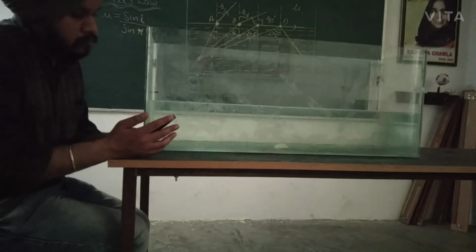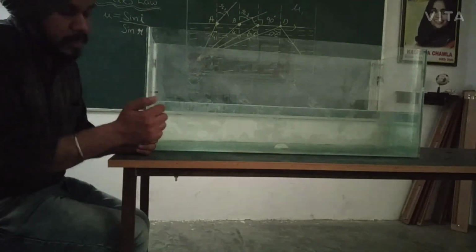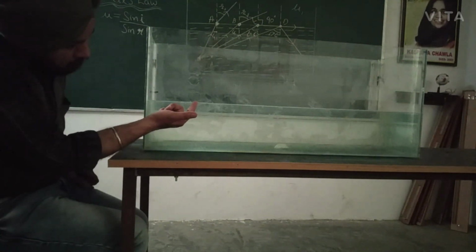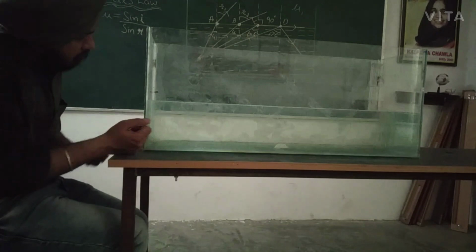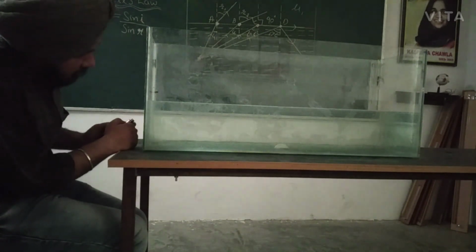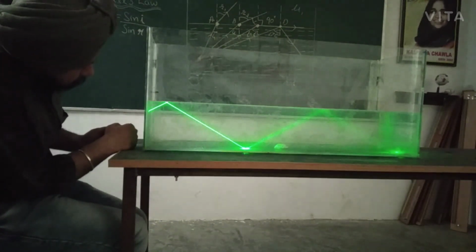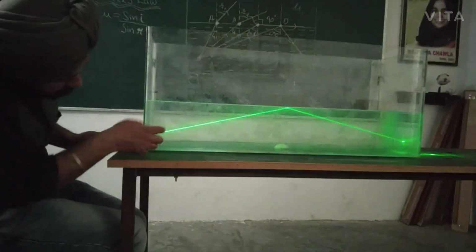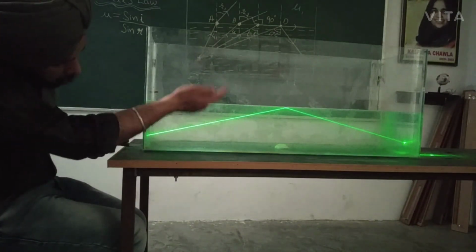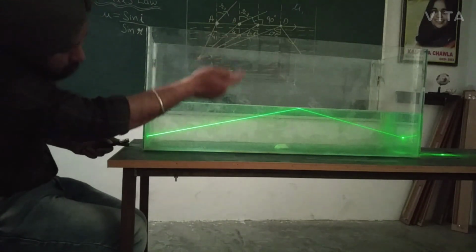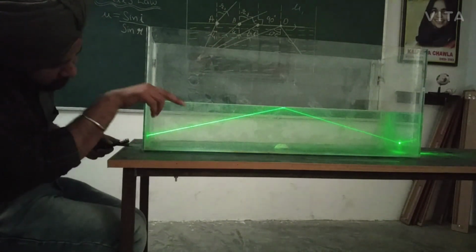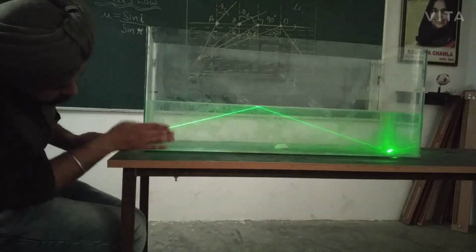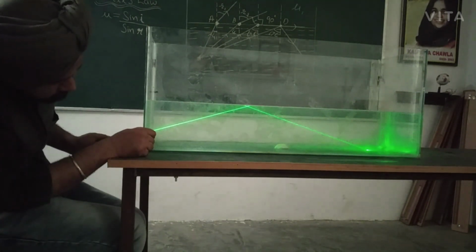Now I have a green laser, and the beam of this laser is incident at the top of this water. Then you can see the total internal reflection inside this water. You can see the light does not come out from the surface of the water into air, but bends inside the water. So this is the total internal reflection.